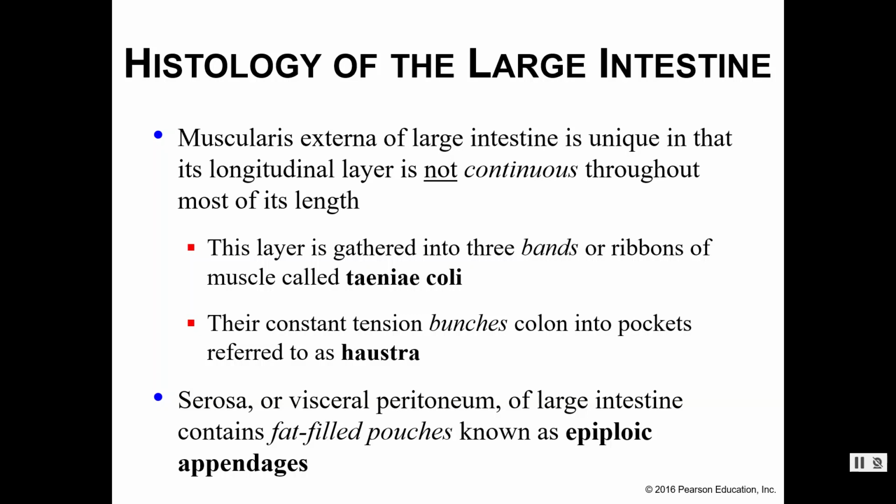The constant tension within the bands creates these little pockets that we call haustra. And then the serosa, also known as the visceral peritoneum of the large intestine, contains little fat-filled pouches. These are the epiploic appendages. It gives us a little bit of extra cushion there.